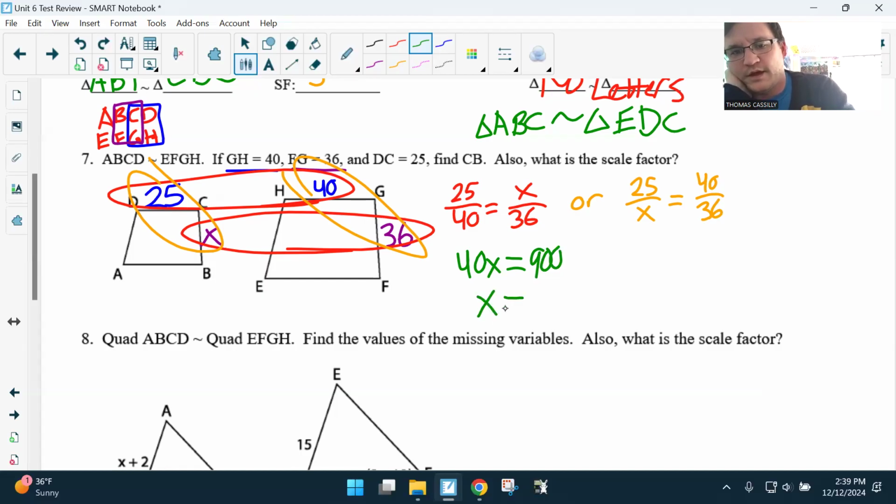Therefore, x is going to be equal to, let's divide that 40 away, this is 22.5. Right? If I look at the other one, I get the same thing. I still get 40x equals 900, which is the same thing.